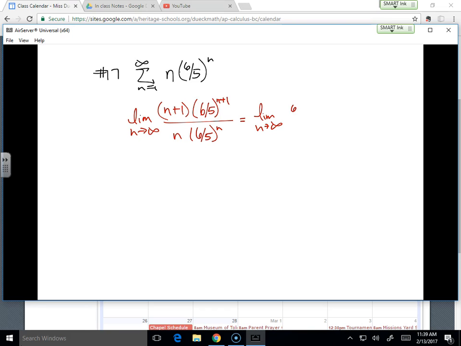I think why I was so confused is because I was trying to flip the second one and then I didn't. Yeah, I bet that's what was messing you up. There you go. So you could do 6 fifths, which is greater than 1. And what do we know as a result? Uh-oh, the divergence.